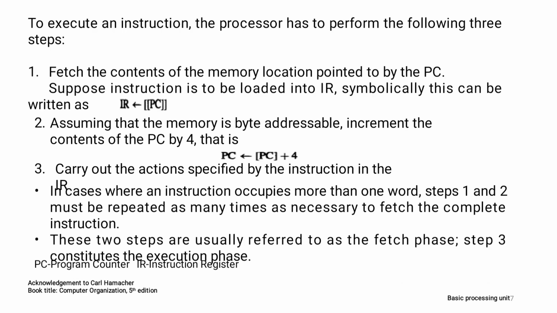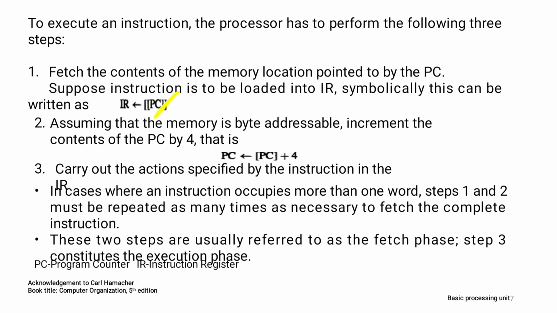To execute an instruction, the processor has to perform the following three steps. The first step is to fetch the contents of the memory location pointed to by the program counter. Suppose the instruction is to be loaded into the instruction register. Symbolically, this can be written as IR is loaded with the content of the memory location, where the square bracket indicates the content of PC, that is, the program counter.